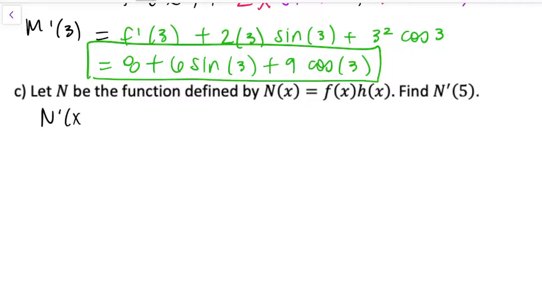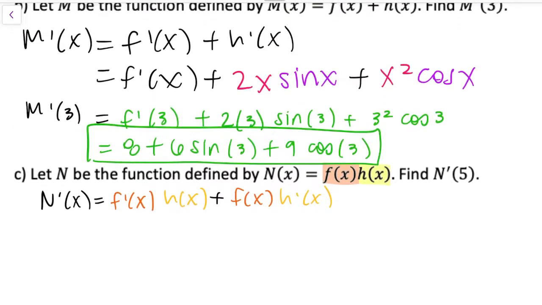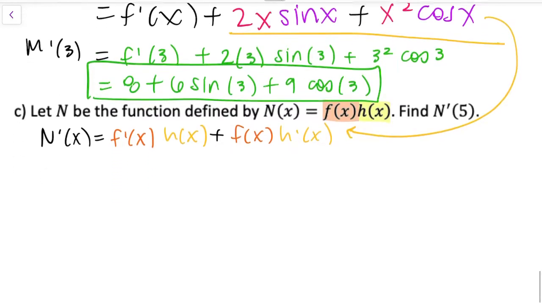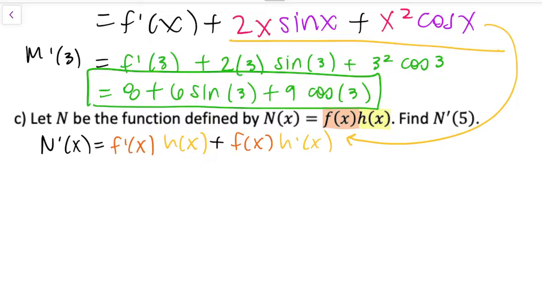So n prime of x is going to be, well, now we very clearly see that we have two functions making up n of x. So it's going to be the derivative of the first times the second plus the first times the derivative of the second. Well, thankfully, from the problem up above, we just found what h prime of x was. So we're just going to plug that straight in, and we'll be okay.